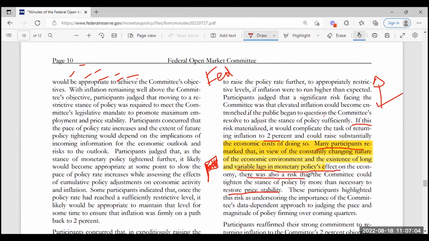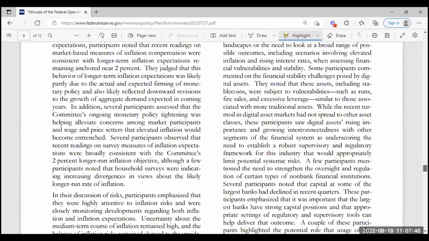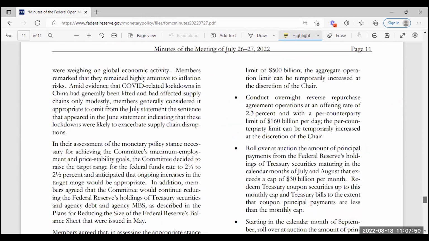There was also a risk that the committee could tighten. We might even have made already the mistake, or in future we might make the mistake, to keep increasing rates more than necessary, right? To tighten the stance of policy by more than necessary to restore price stability. These participants highlighted this risk as underscoring the importance of the committee's data-dependent approach to judging the pace and magnitude of policy firming over coming quarters. And I think that's why the markets are really pricing in a 50 basis point rate hike, really following the report, right? So that's what the report really was about.